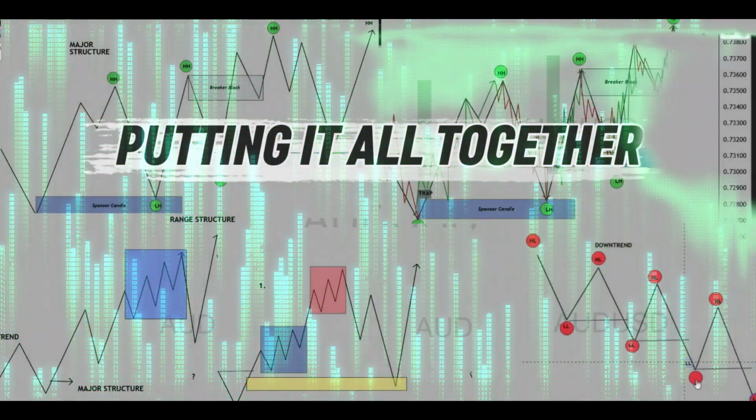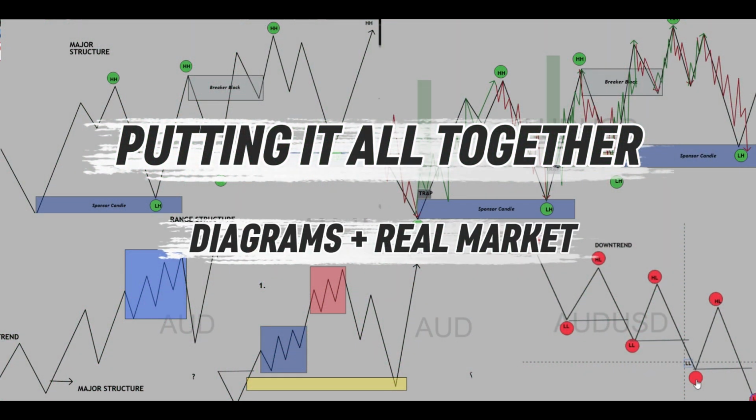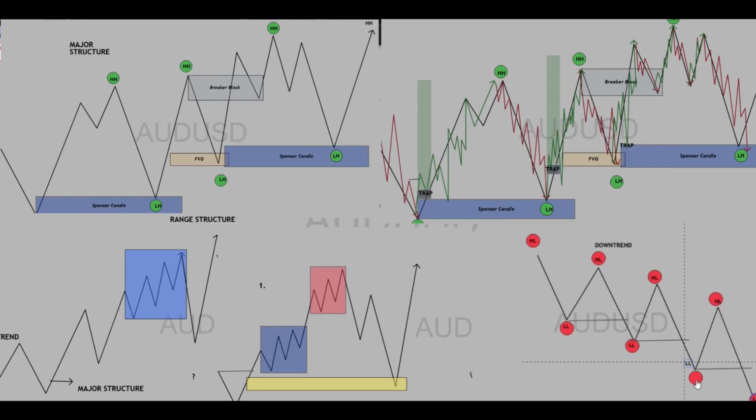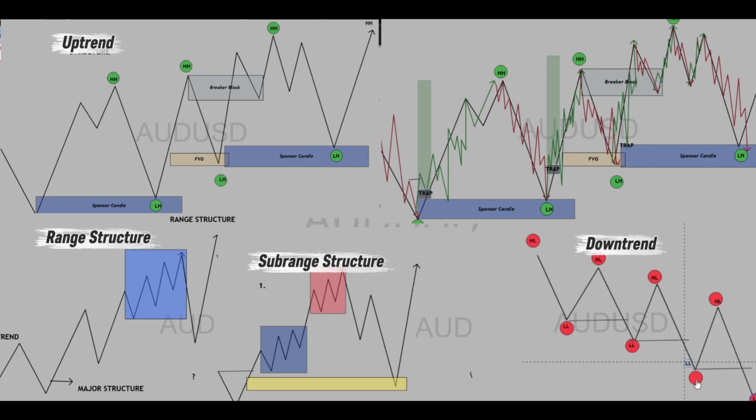Putting it all together. Diagrams plus real market. Throughout this video, I've shown you each structure using simple diagrams. Clear, clean, easy to understand. Uptrend, downtrend, range structure, subrange structure, minor and major structure. Diagrams are perfect for learning. They remove the noise. They show you exactly what to look for.